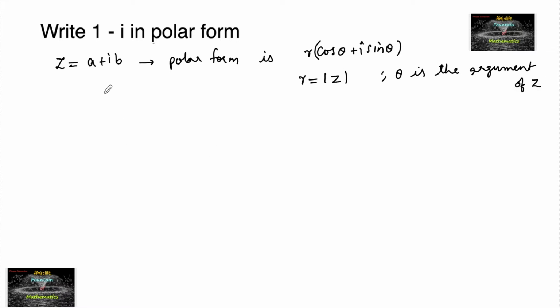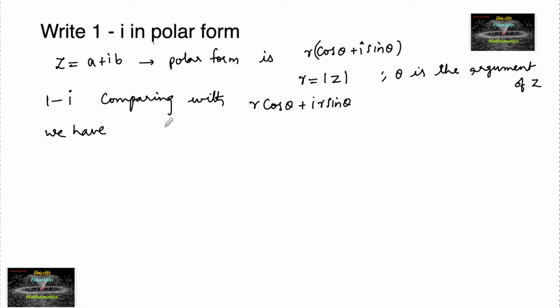Argument of complex number z. So when comparing 1 minus i with r cos theta plus i r sin theta, we have r cos theta is equal to 1 and r sin theta is equal to minus 1.